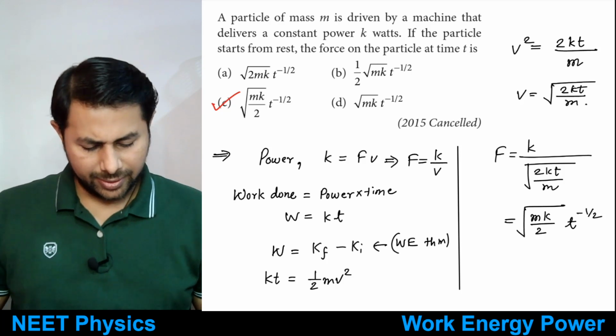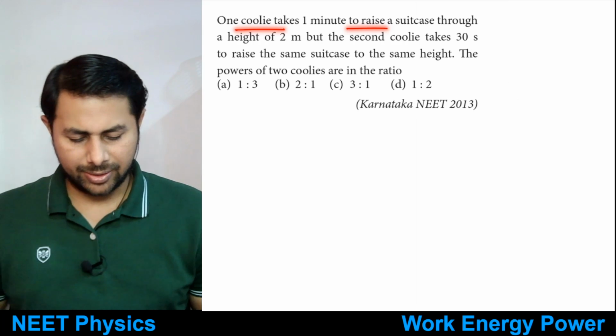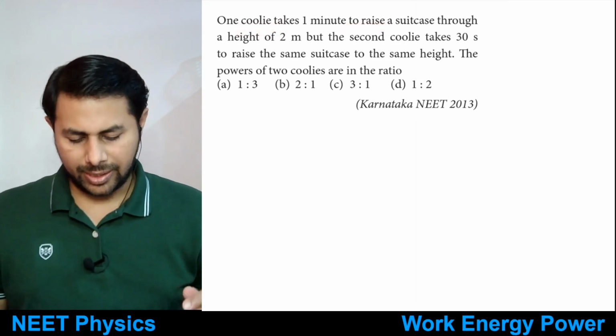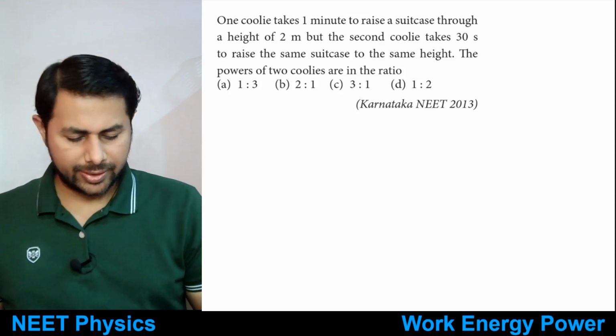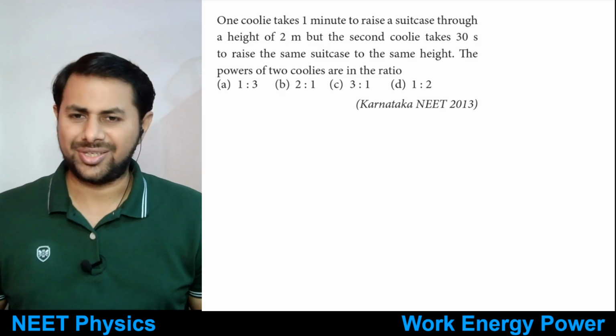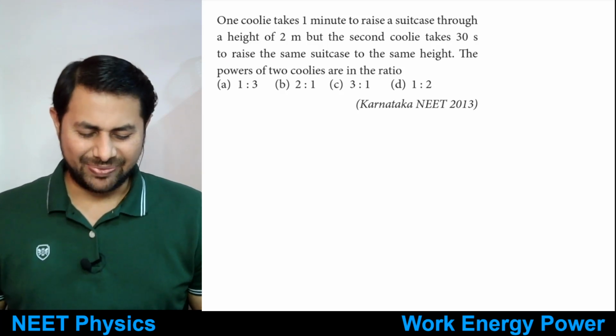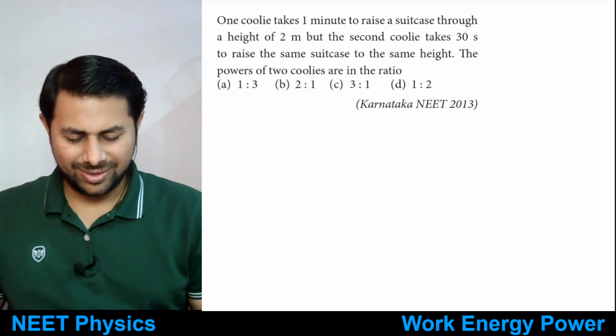Good. Then let's see the next one. One coolie takes 1 minute to raise a suitcase through a height of 2 meters, but the second coolie takes 30 seconds to raise the same suitcase to the same height. So this one is simple. The powers of the two coolies are in the ratio of, tell me.